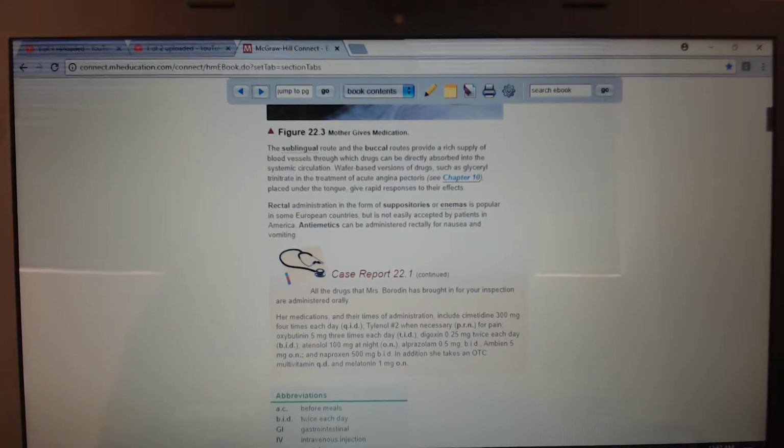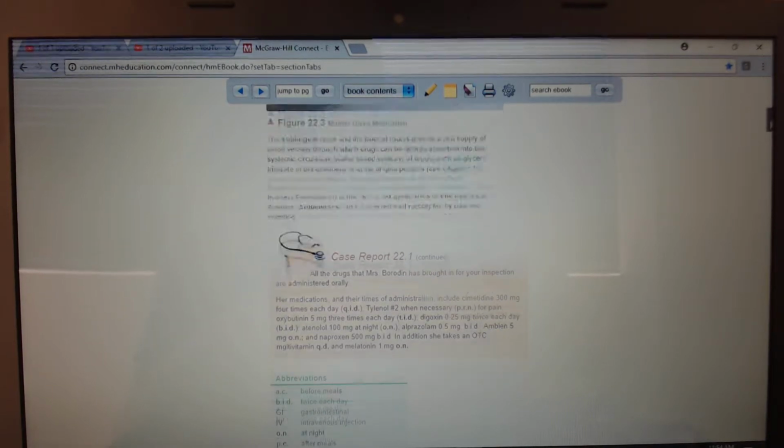There's also rectal administration of medication, suppositories or enemas. Antiemetics are one class of drugs which are given rectally.